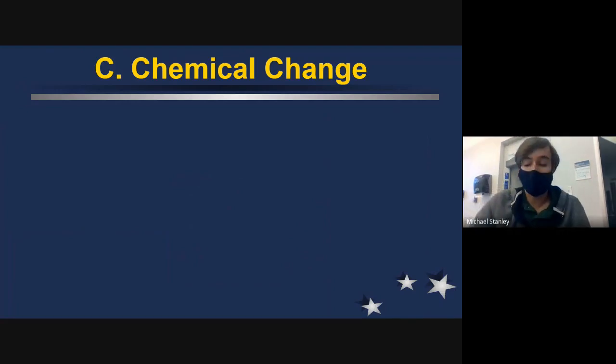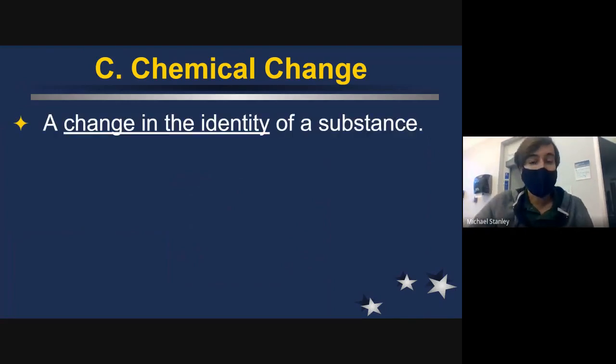So in a chemical change, we change the identity of the substance. We start off with one substance, but then we change it into something new, something different, something that was not there before. So that's what makes this different from a physical change, is because this time we are actually changing the matter that we have.